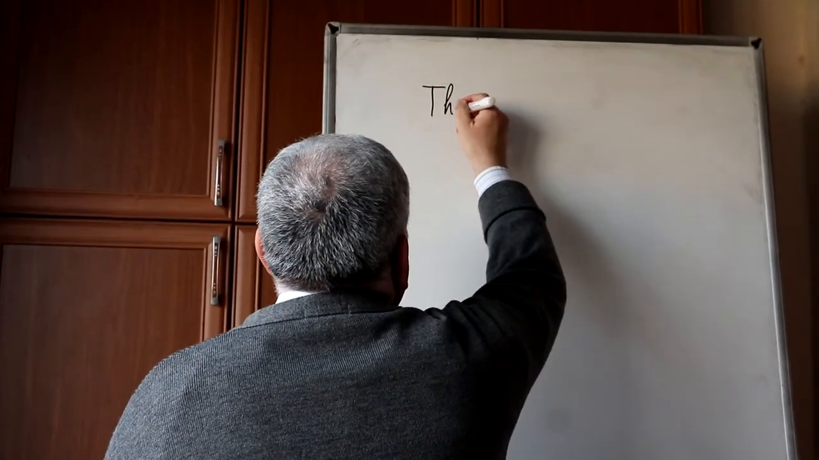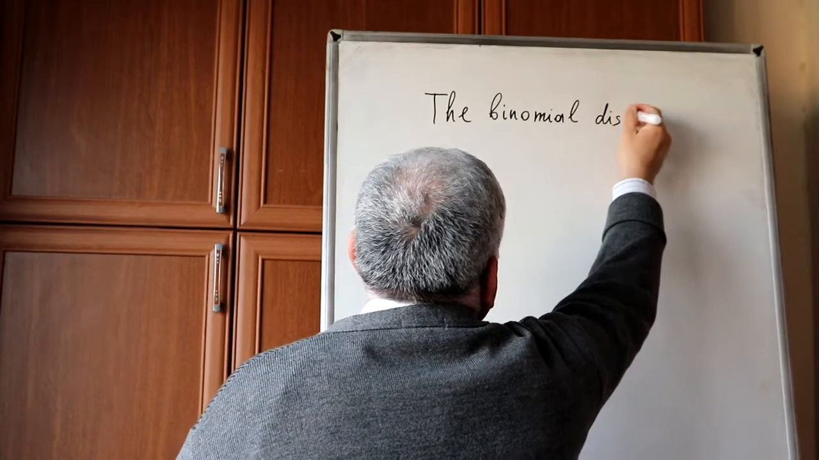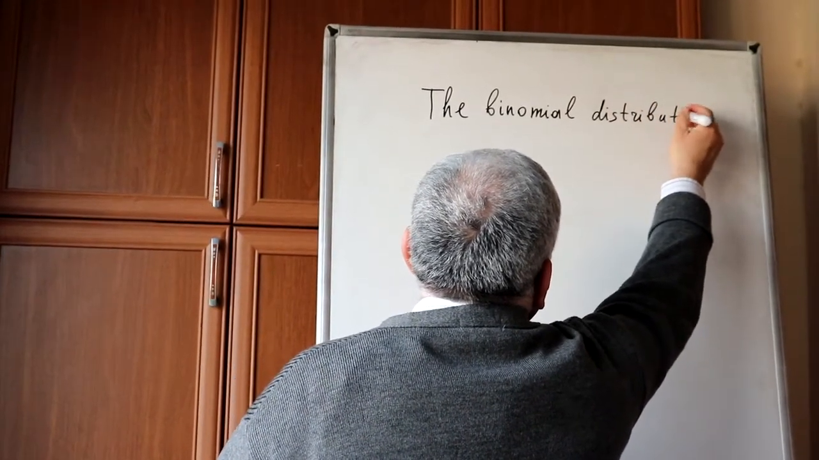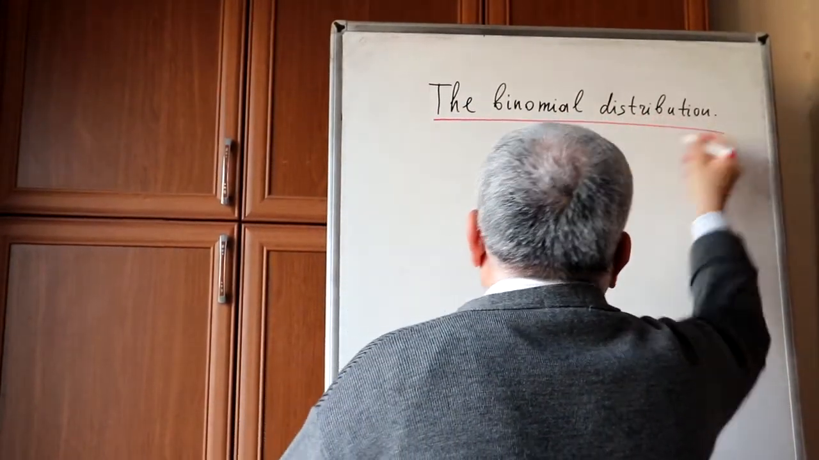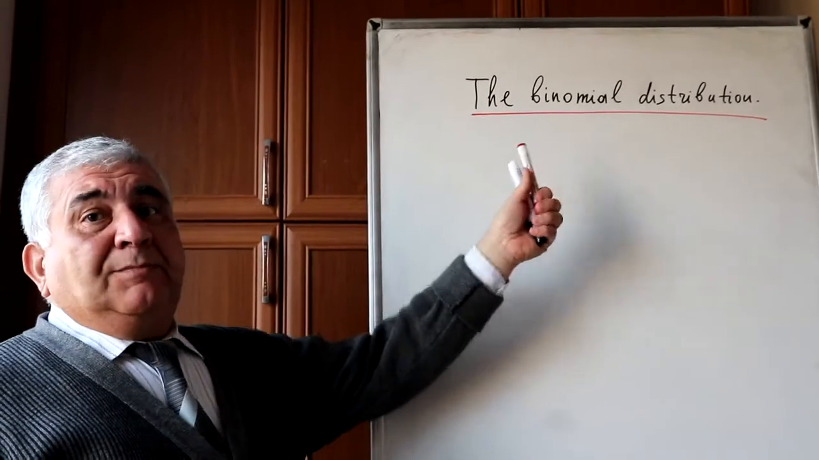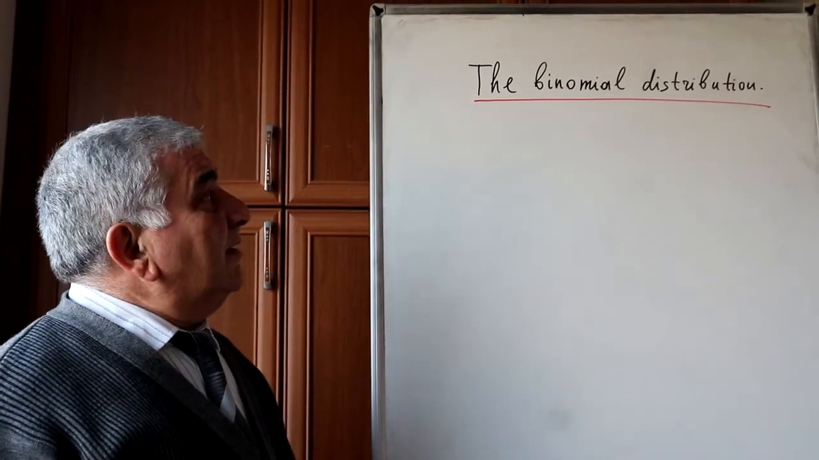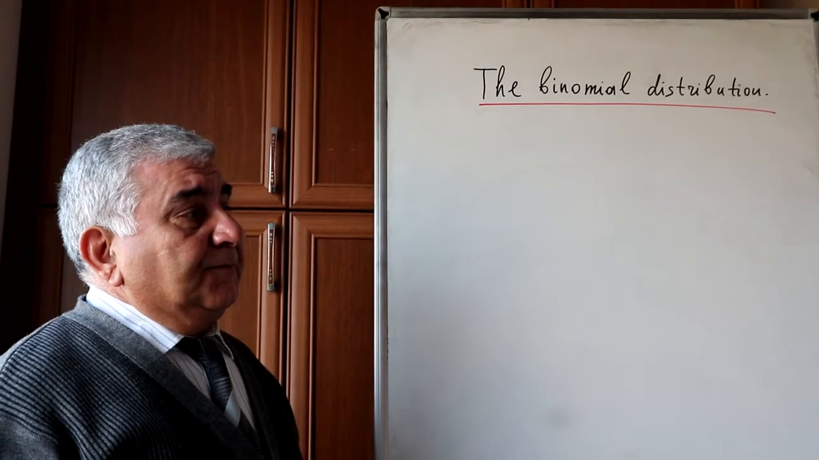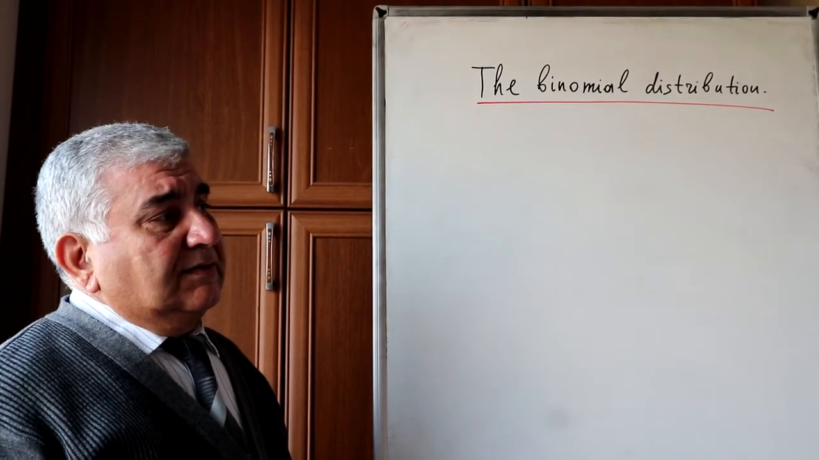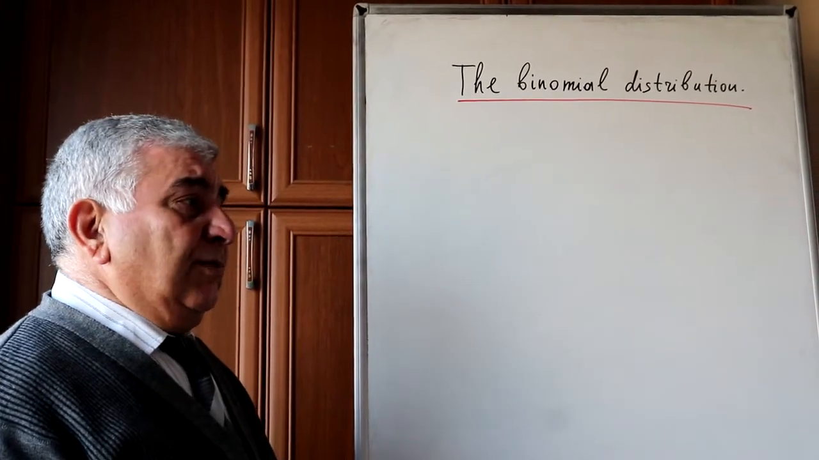The next topic is named the binomial distribution. Binomial paylanma. What is binomial? Binomial is iki hədli. This distribution is named the binomial one because here we will obtain the formula which is similar to the Newton binomial. And remember the formula of Newton binomial.